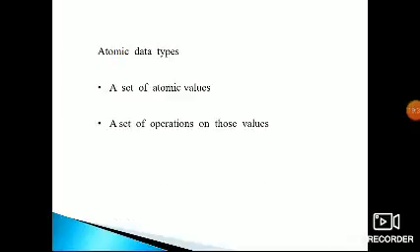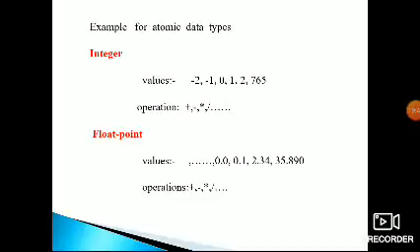What is an atomic data type? It is a set of atomic values and a set of operations on those values. For example, for atomic data types, we have integer, which considers both positive and negative values, such as -2, -1, 0, 1, 2, 5, 7, 6. And what operations can be performed here? We set the values and perform operations: plus, minus, multiplication, division.